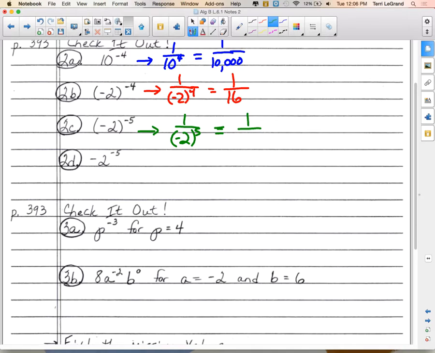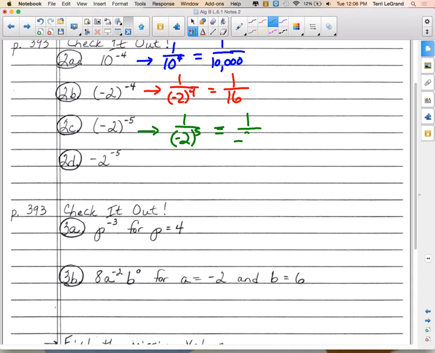Hey, there is a shortcut for multiplying with negatives. If there's an even number of negatives that you're multiplying, what's it always going to turn out to be? Positive. When there's an odd number of negatives you're multiplying, it will always turn out negative. So this is an odd number of negatives, so it's going to turn out negative, and 2 to the 5th power would be 16 times 2.